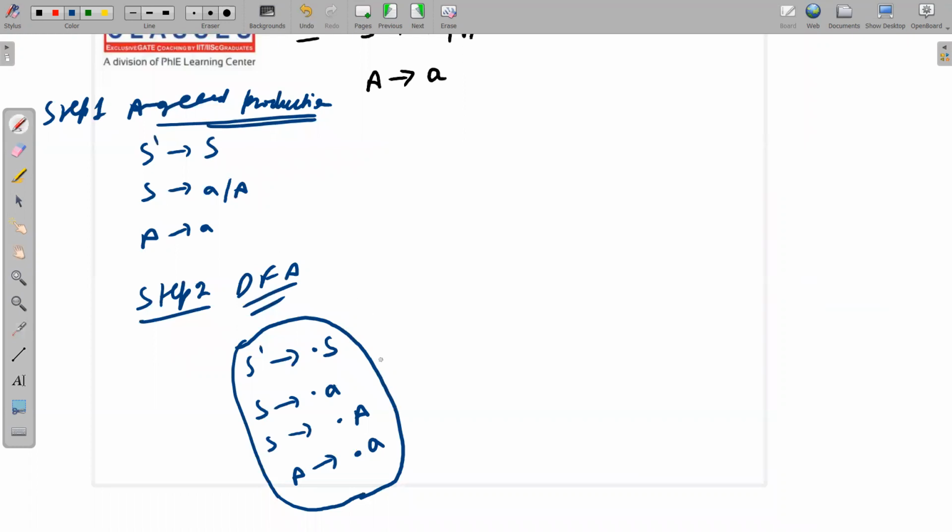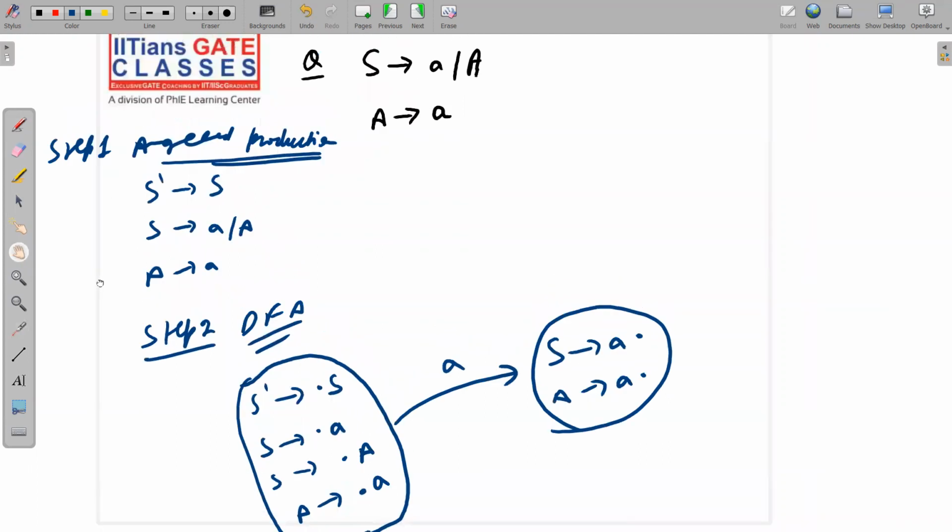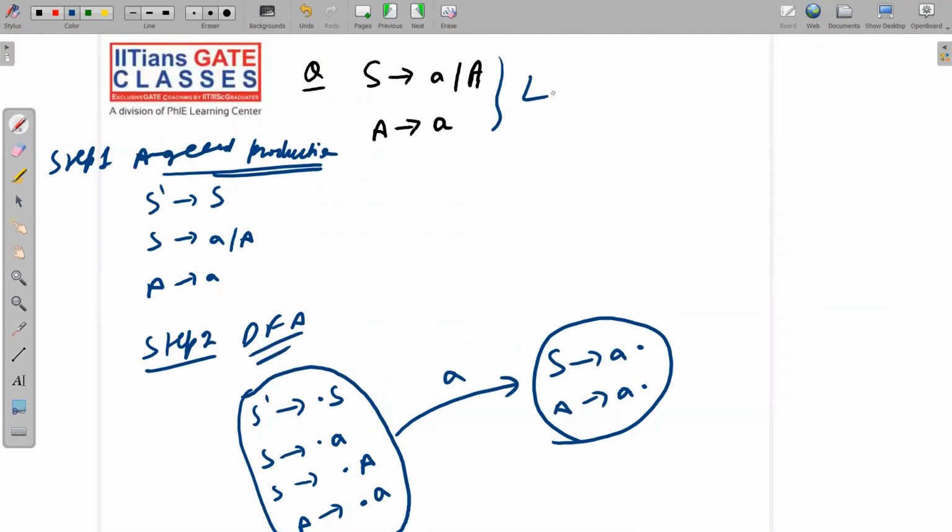So forget about everything. You just read this small a, where you will go: S implies A dot, A goes to A dot. We have got two final items in a state, and immediately I will say that this grammar is not LR0. I will immediately say blindly it is not LR0, because we have got two final items, and I have given you the reason.